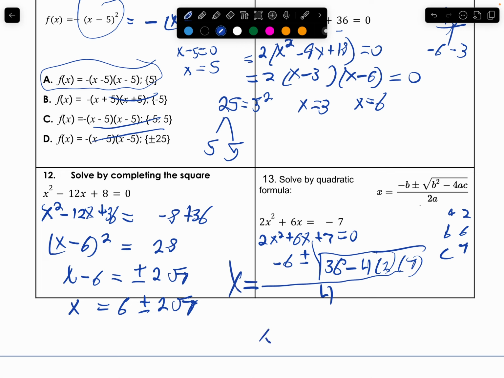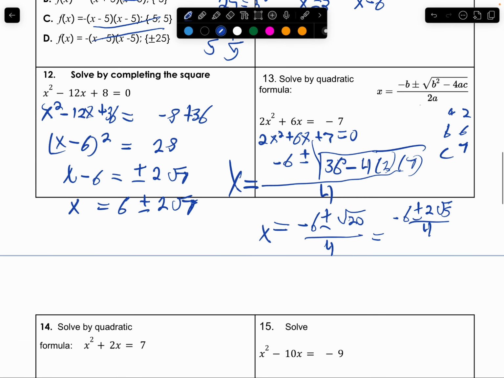This is my x. So that x really is, let's see, negative 6 plus or minus the square root of 20 over 4. And I can break that down into negative 6 plus or minus square root of 20, which is 2 square roots of 5, over 4. And it's like the simplifying just never seems to end. They're all even numbers, so cut them in half. Negative 3 plus or minus 1 square root of 5 over 4. You can leave it that way if you want.